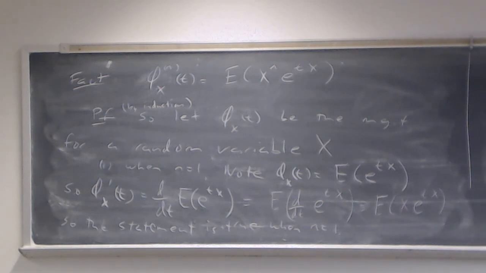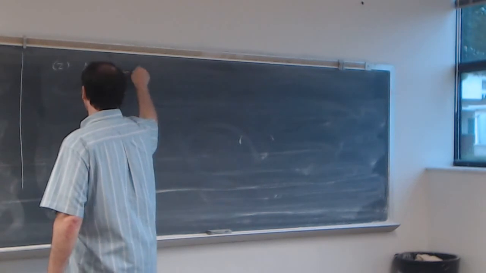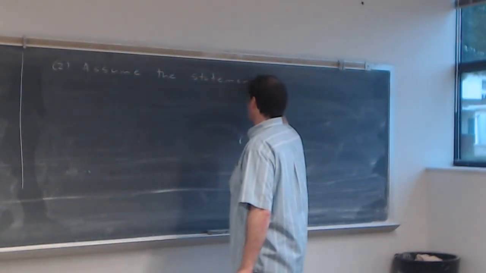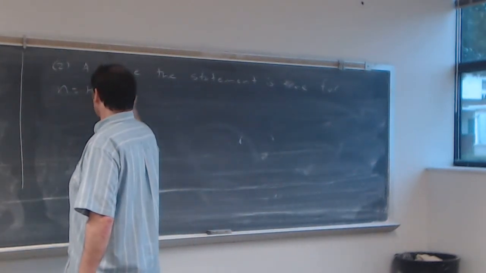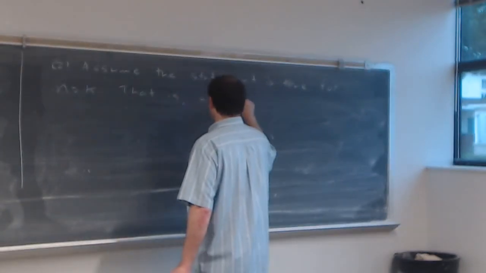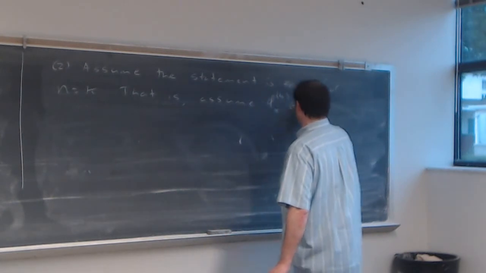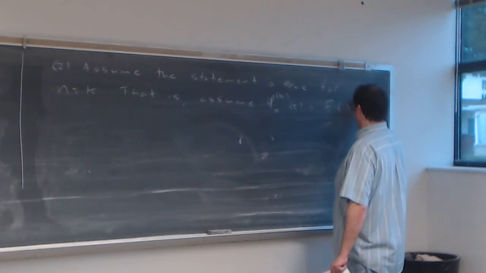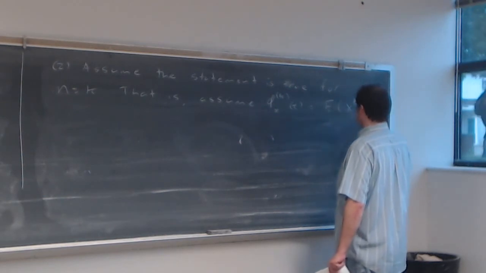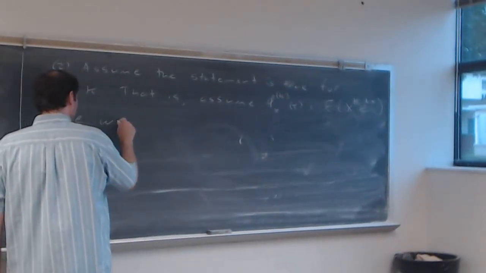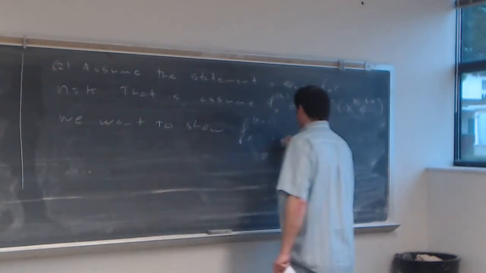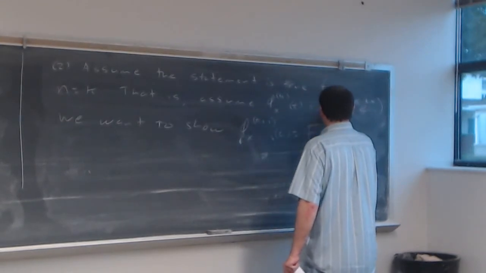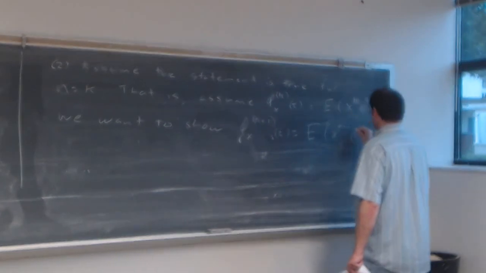Okay, now, using induction, this is part 2: we will assume the statement is true for n equal to k. That is, assume that the kth derivative of phi sub X of t does equal the expected value of X to the k times e to the tX. We want to show the statement is true for n equal to k plus 1. That is, that the k plus 1 derivative of phi sub X of t is equal to the expected value of X to the k plus 1 times e to the tX.